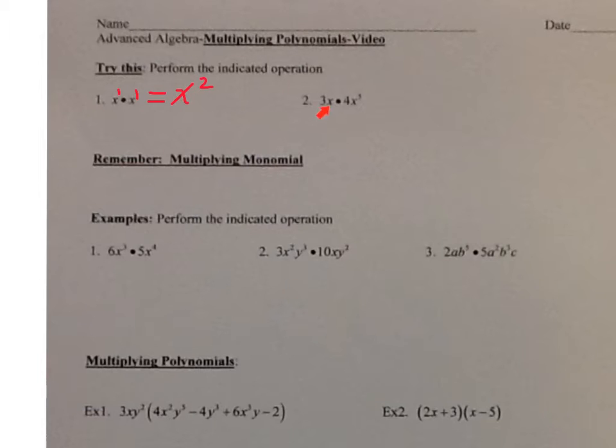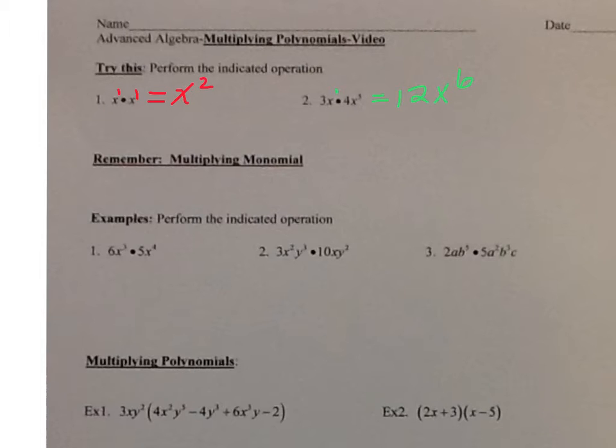Number 2, we have 3x, and that has an exponent of 1, remember, because there's no number written. And so we have 3x to the first times 4x to the fifth, right? When we multiply, we're going to multiply the coefficients. So 3 times 4 is 12. And x to the first times x to the fifth, add the exponents. 1 plus 5 is 6, so it's x to the 6.